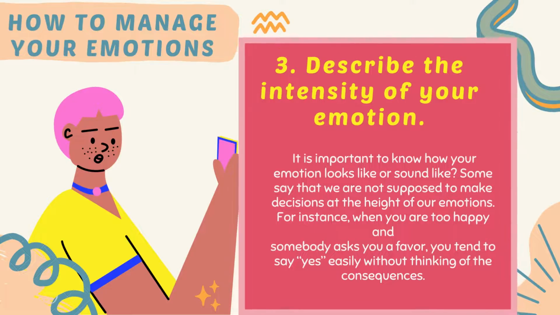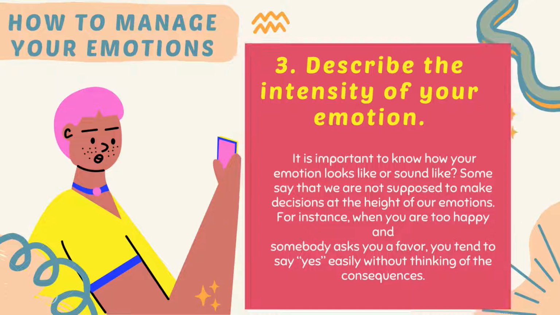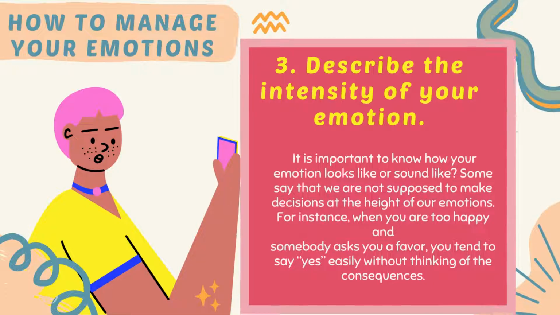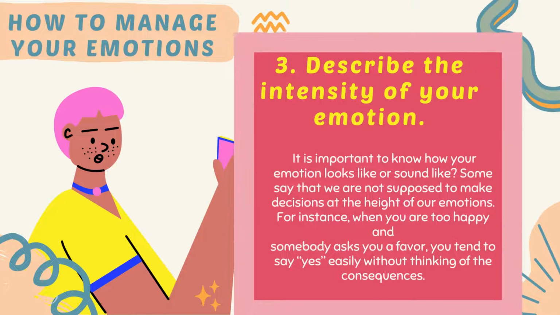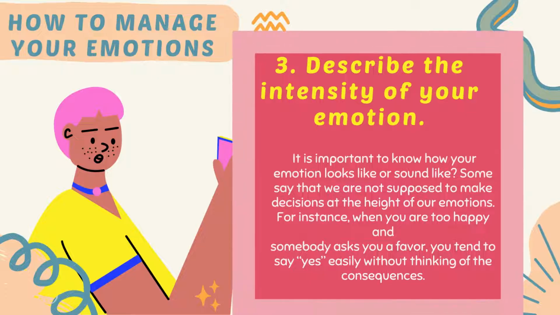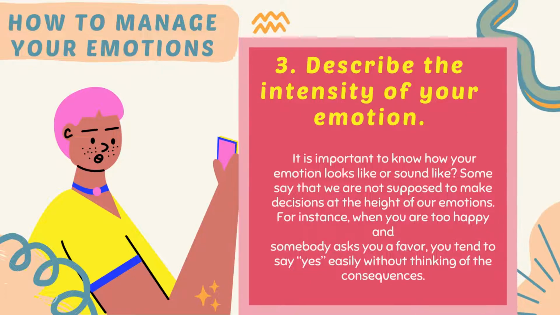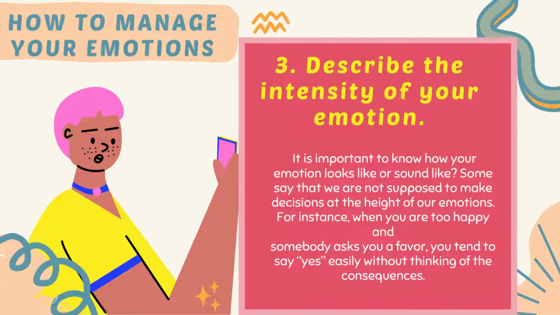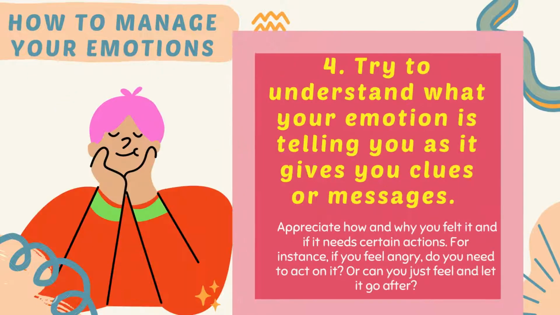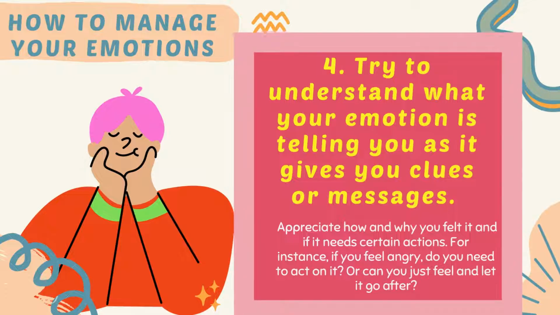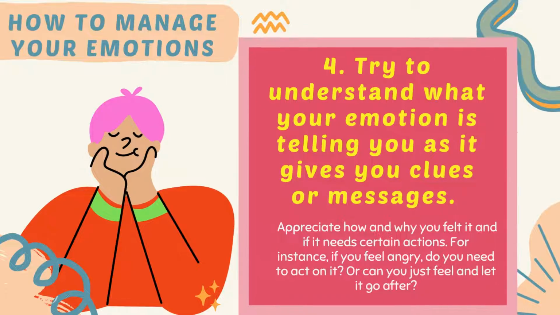Number three, describe the intensity of your emotion. It is important to know how your emotion looks like or sounds like. Some say that we are not supposed to make decisions at the height of our emotions. For instance, when you are too happy and somebody asks you a favor, you tend to say yes easily without thinking of the consequences.